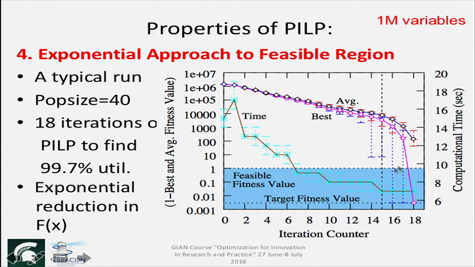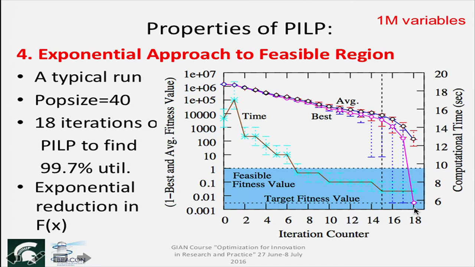So then what happens is that when you are less than 1, you are feasible. This is my target. And you see, it took us only about 18 iterations to get the target solution, the best one coming there. Average is still infeasible, but if you let it run, it will come. But remember, we quit as soon as we get one solution in the population which is the target value. So that happens in 18.